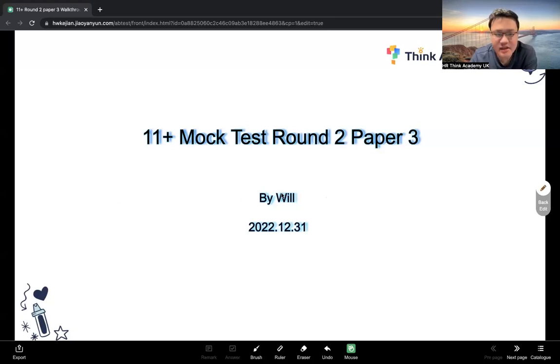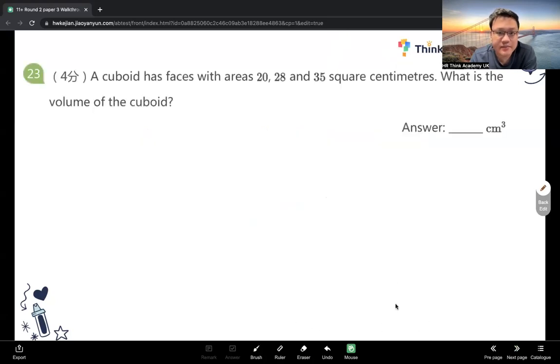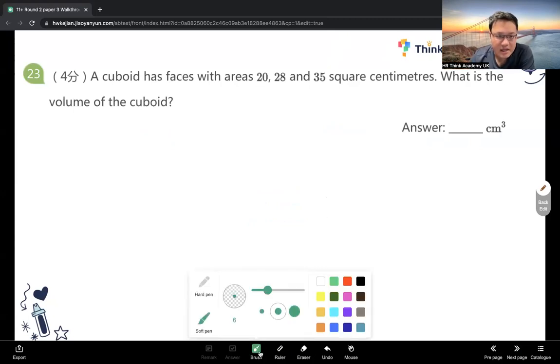Okay, I guess it's time to get started, guys. So we choose some questions. The correct rate is less than 80%. And the first question is question number 23. It says a cuboid has faces with areas 20, 28, 35 square centimeters. What is the volume of the cuboid?